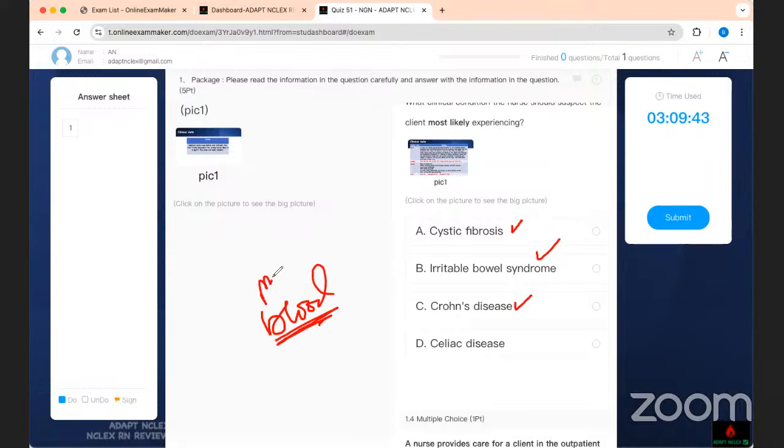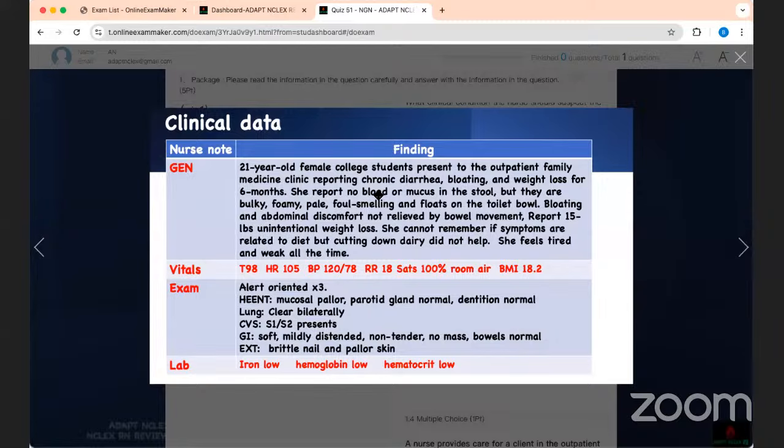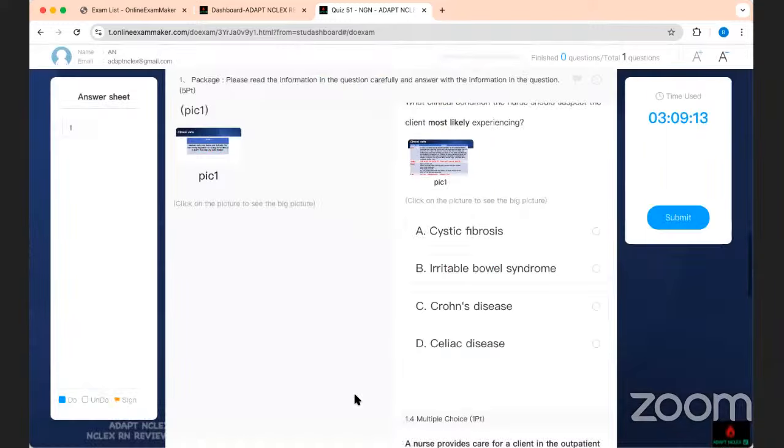There should be mucus in the stool. The case said there's no mucus and there's no blood, right? Both of them, they're going to lose weight. That's fine. But this is the key that distinguishes Crohn's disease. Those are the little things. I told you, when they tell you no, it's a good thing. I said no blood, no mucus. That's Crohn's gone. Bloating and abdominal discomfort not relieved by the bowel movement, irritable bowel syndrome is gone.